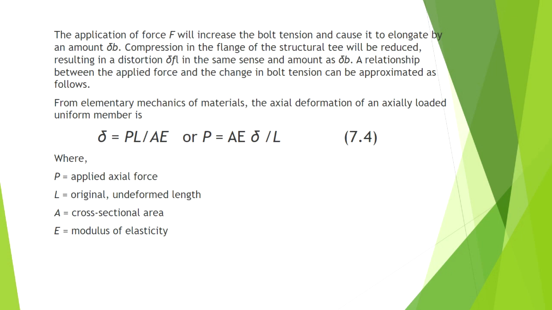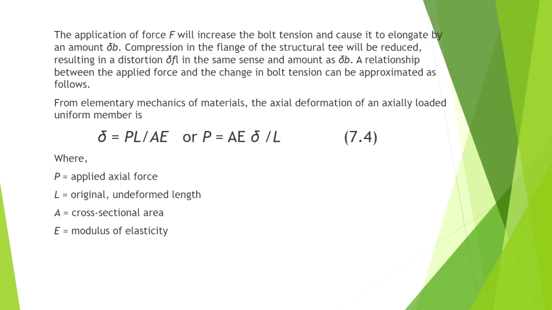Application of force F will increase the bolt tension and cause it to elongate by an amount delta B. Compression in the flange of the structural T will be reduced, resulting in a distortion delta FL in the same sense, by an amount equal to delta B. A relationship between the applied force and the change in bolt tension can be approximated as follows.